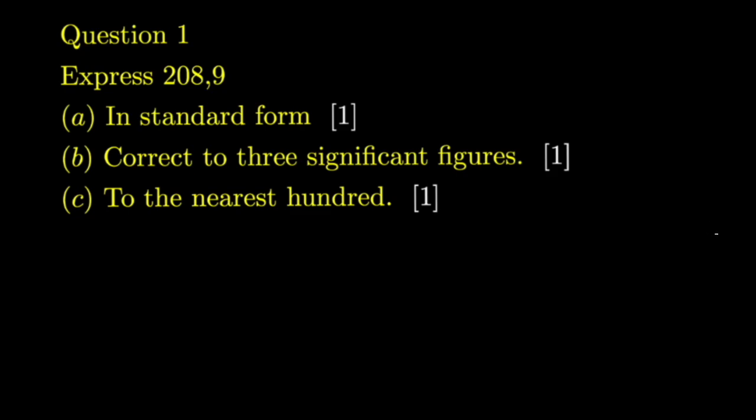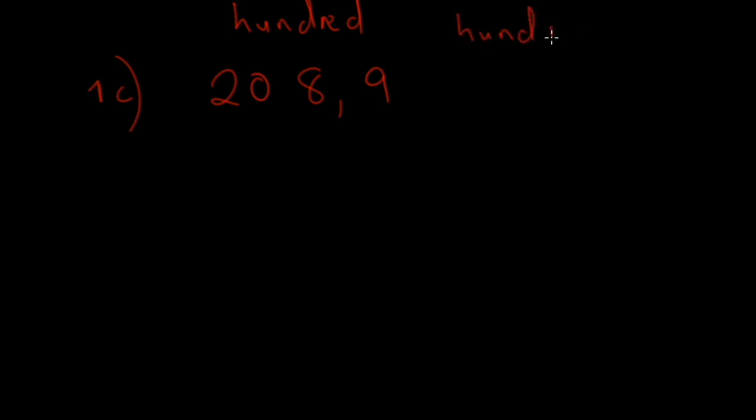And to the nearest 100, what you do is so you have 208.9, and now you want to correct it to the nearest 100. It says 100 here. It doesn't say 100th or 1000th. It only says to the nearest 100.